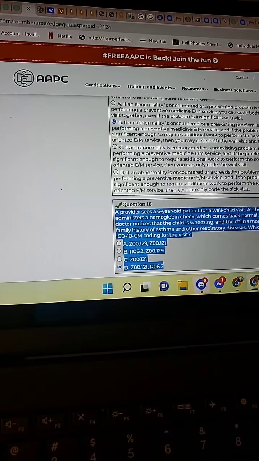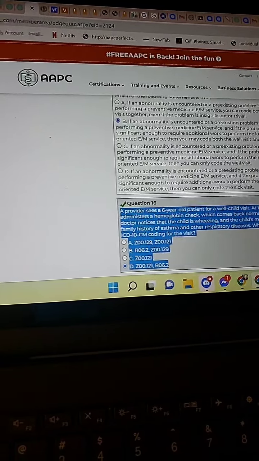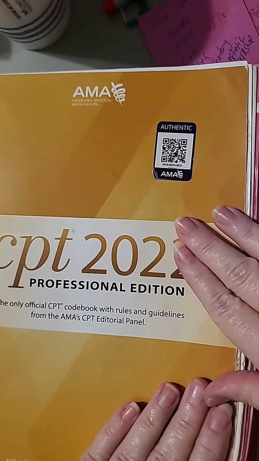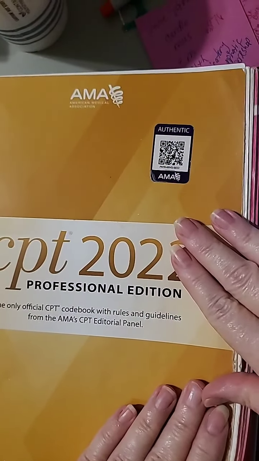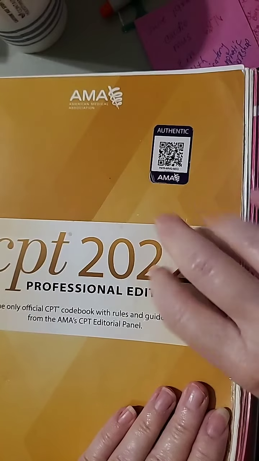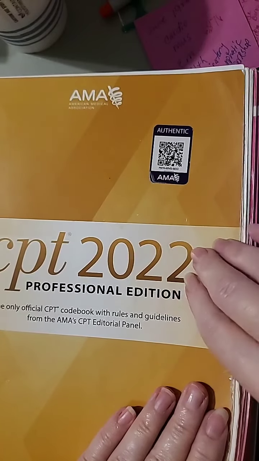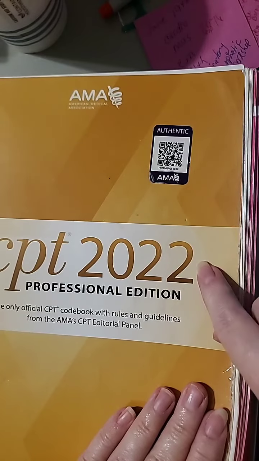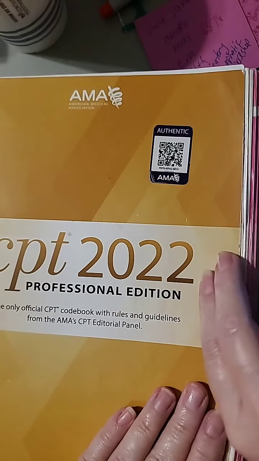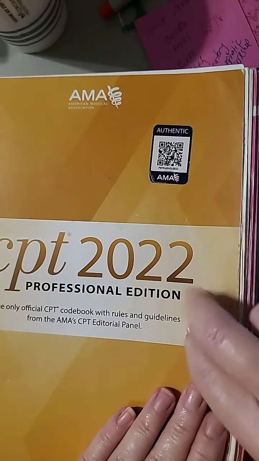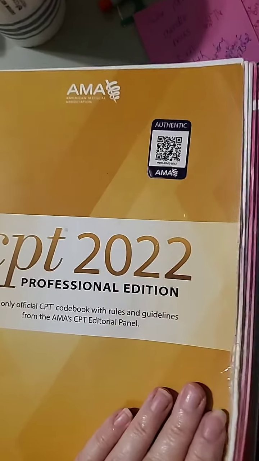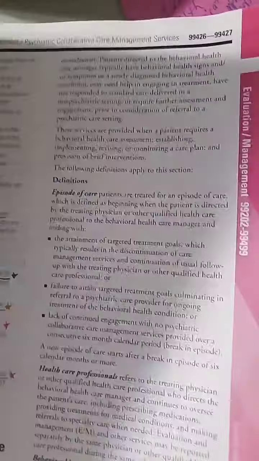Yep, AMA is the only one that makes the CPT book. But don't buy it from AAPC because they charge you $25 to ship it to you. Get it from Amazon. They have it for just a little bit cheaper and they ship it to you for free because it's over $35 and you don't need an Amazon account. So get it from Amazon. 2023 version though, if you're going to take it starting in January of next year.